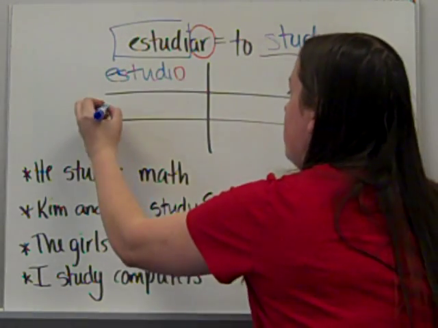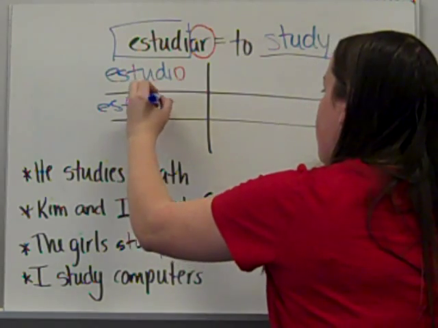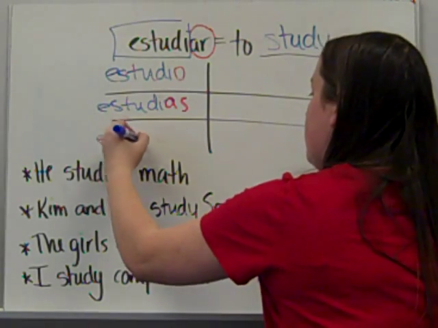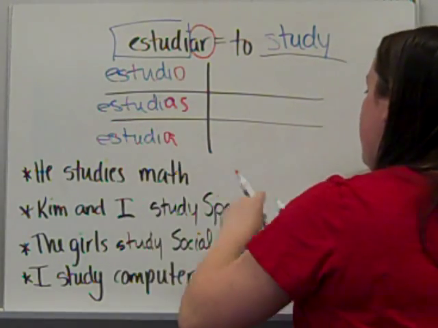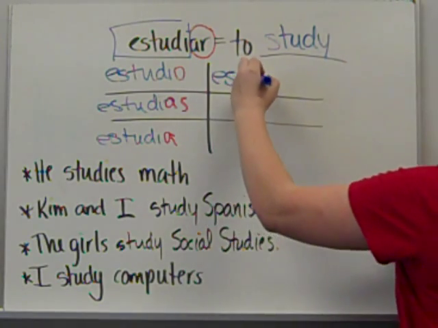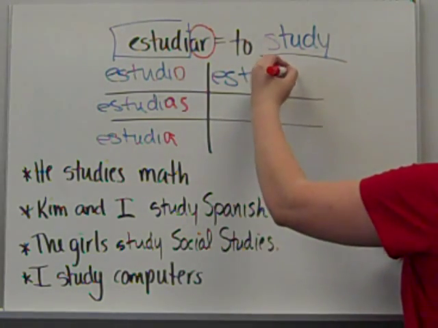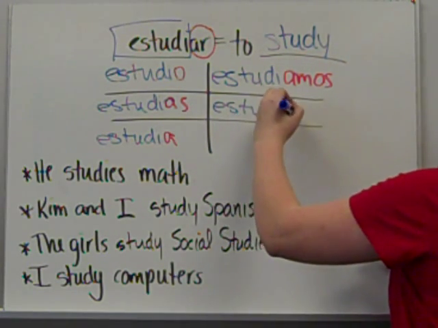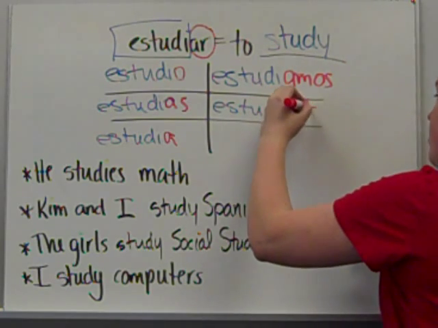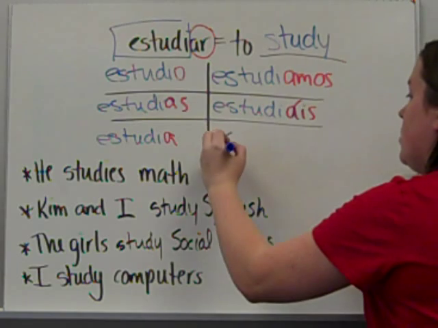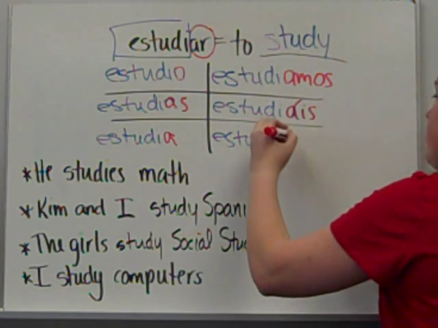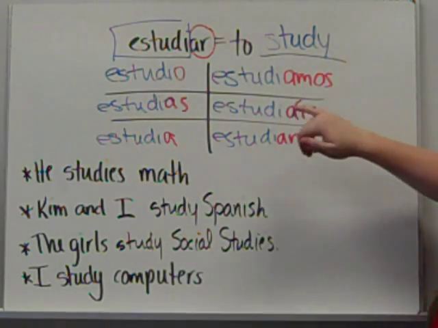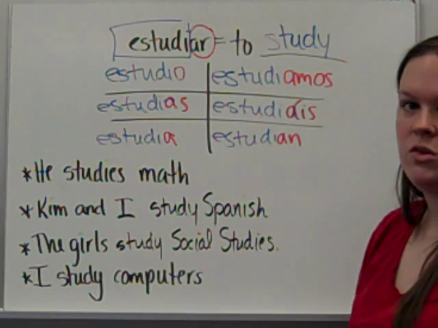O, as, a, amos, áis, an. I study, you study, he, she studies, we study, y'all study, they study, or you all formal study.